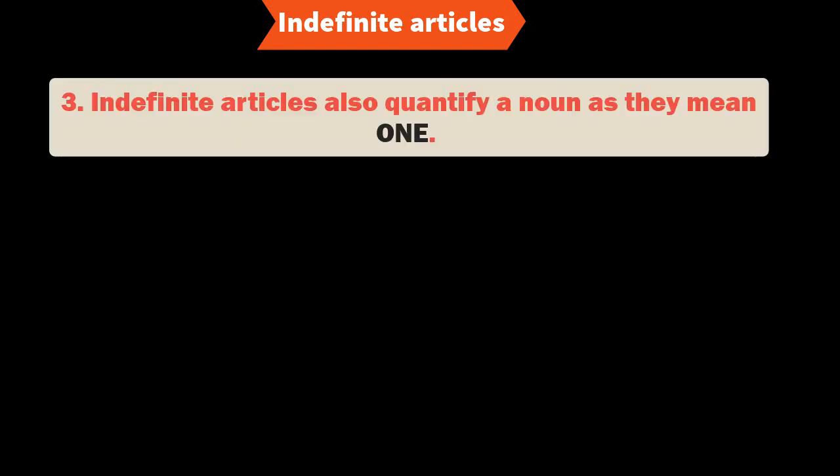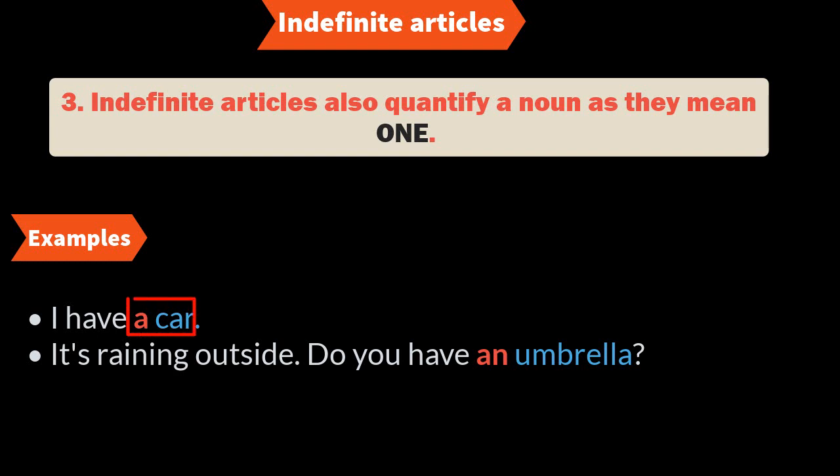Rule number three, both a and an mean one, right? Both a and an mean one. So when we want to quantify a noun meaning one, we use a or an based on the very first letter, right? The sound that it gives. Okay, let me show you some examples. I have a car. It's raining outside. Do you have an umbrella?